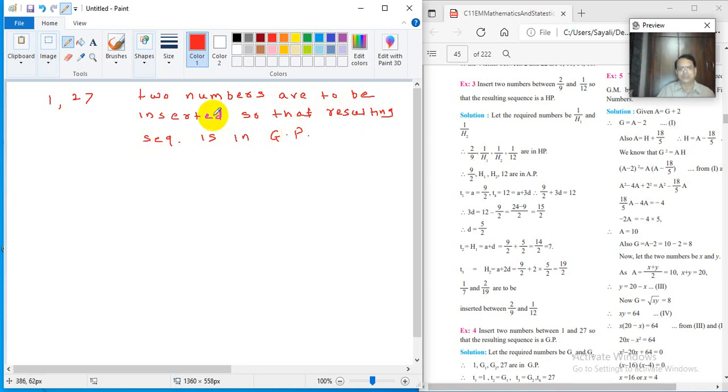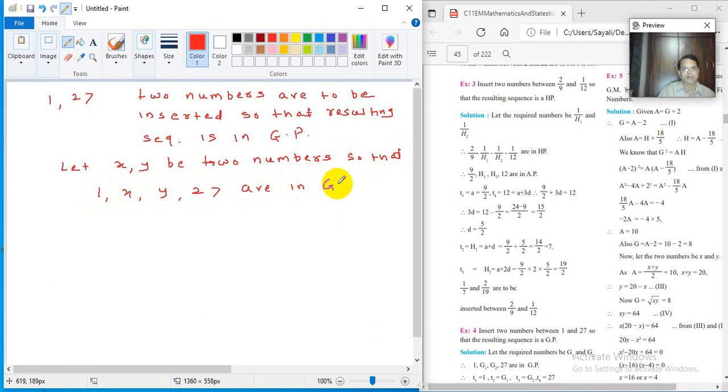म्हणजेच हा प्रॉब्लेम असा विचारू शकतात तुम्हाला की इन्सर्ट टू जॉमेट्रिक मीन्स बिटवीन 1 and 27. सो लेट x and y be two numbers so that 1, x, y, 27 are in GP. But when you say GP, there is a common ratio. So I can say let R be common ratio of this GP.